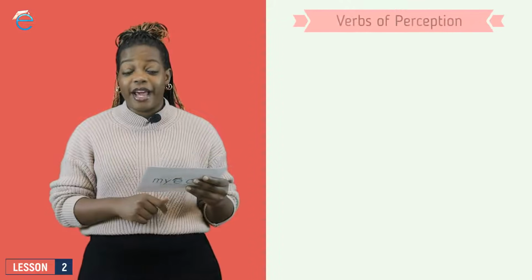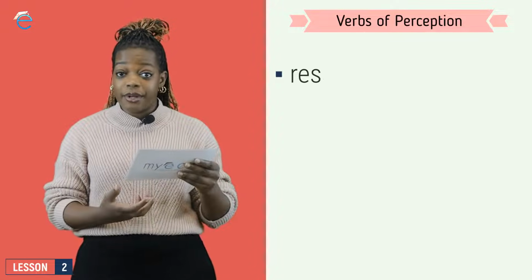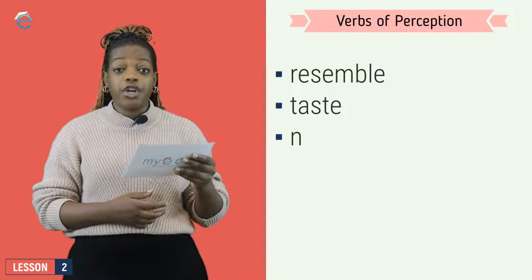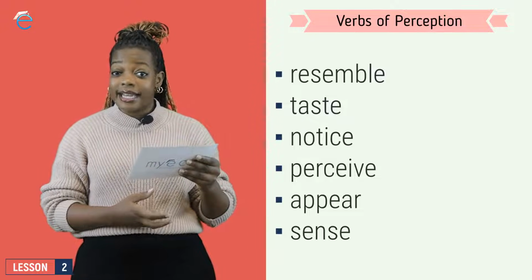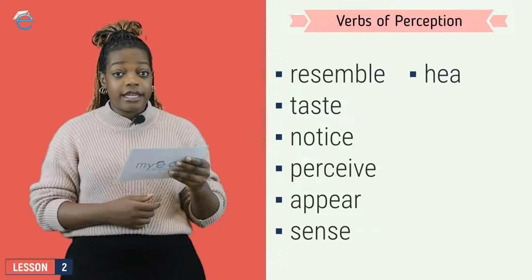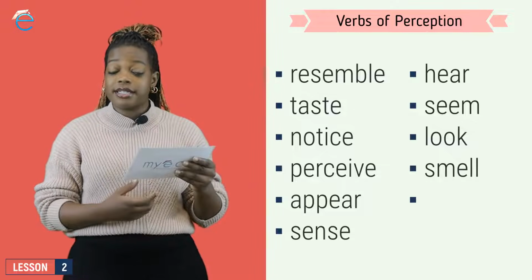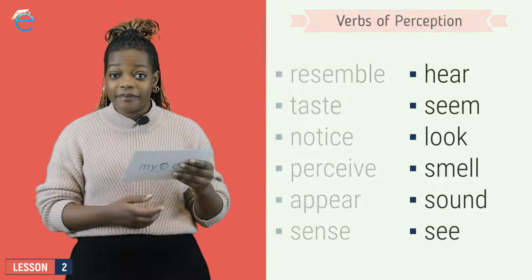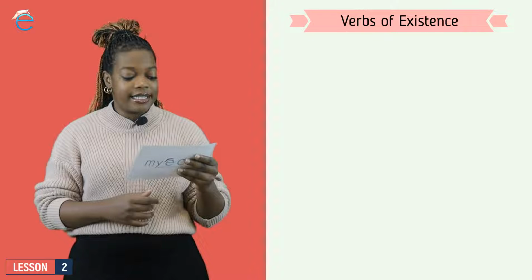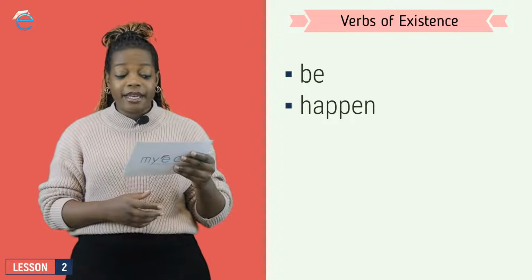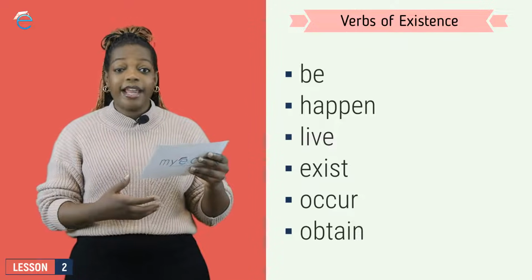The next group of non-action verbs are verbs of perception. Resemble, taste, notice, perceive, appear, sense, hear, seem, look, smell, sound, and see. And next we have verbs of existence. Be, happen, live, exist, occur, and obtain.